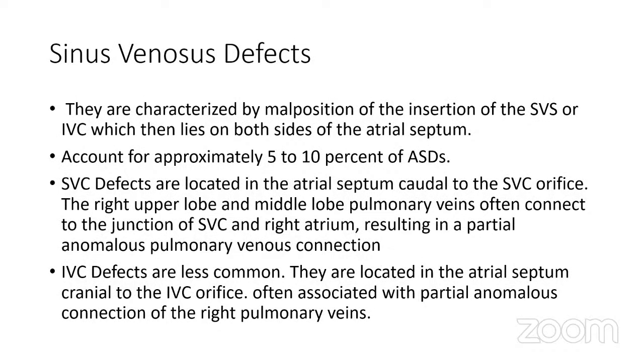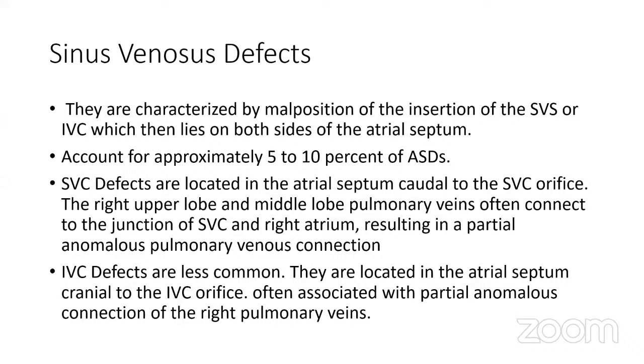Sinus venosus defects are characterized by malposition of the insertion of the superior or inferior vena cava, which then lies on both sides of the atrial septum. So they override the septum and communicate between the two atria. So the interatrial communication is within the mouth of the overriding vein and is outside the area of the fossa ovalis. This accounts for 5 to 10% of ASDs.